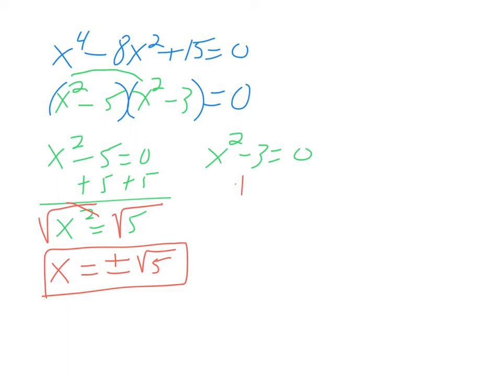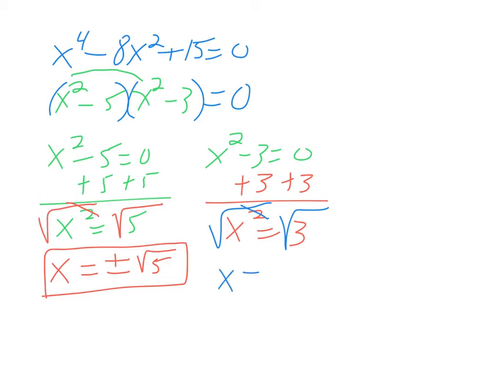Now I'm going to do it with this equation here with the 3. And again, I'm going to take the square root of them. That cancels those out because you're solving for a variable. So x equals plus or minus square root of 3. Square root of 3 cannot be simplified any further. So that is our final answer for that one there.